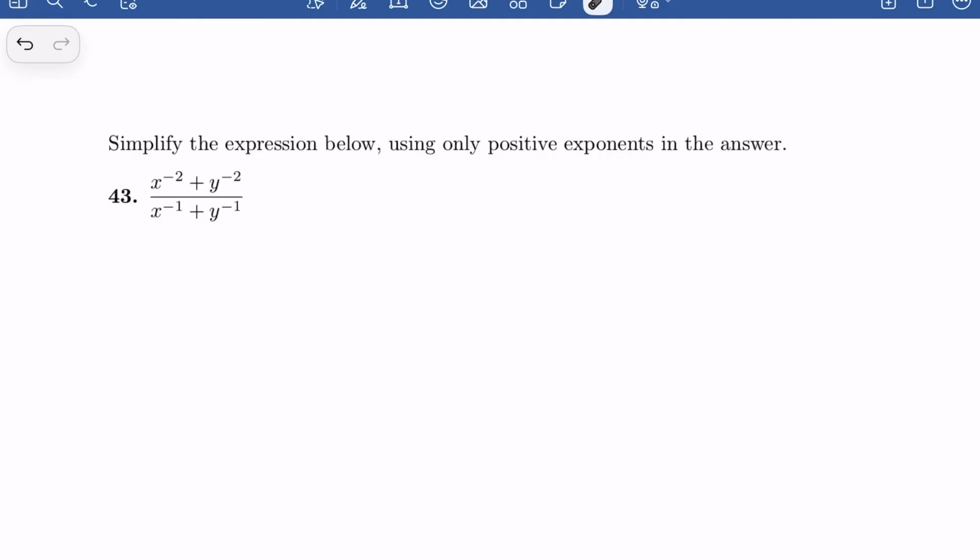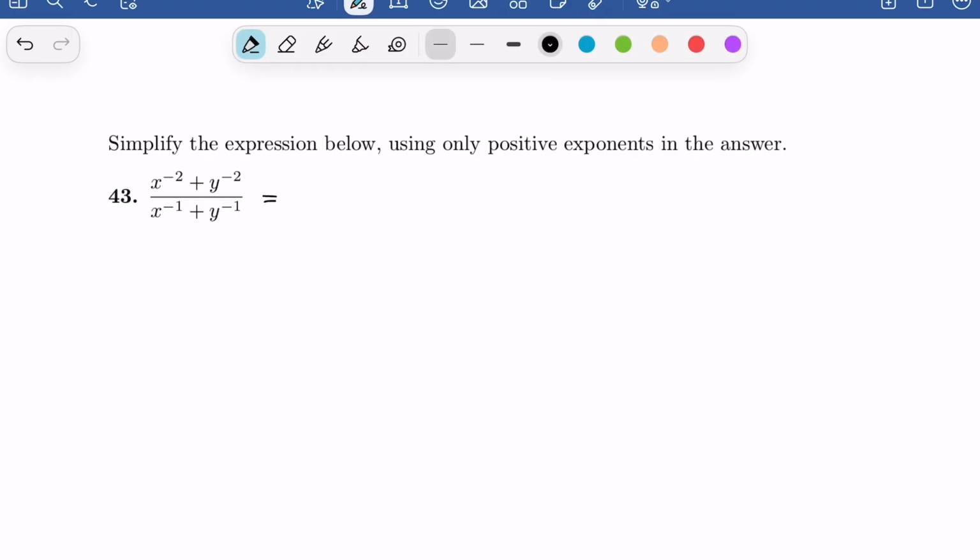Now, in this next example, we're again wanting to simplify a rational expression. But notice that each of the terms in my numerator and denominator of this fraction here have negative exponents. So the first thing that we need to do is rewrite these guys with positive exponents. Let's go ahead and do that.